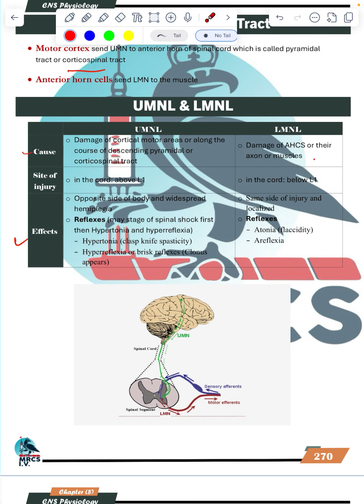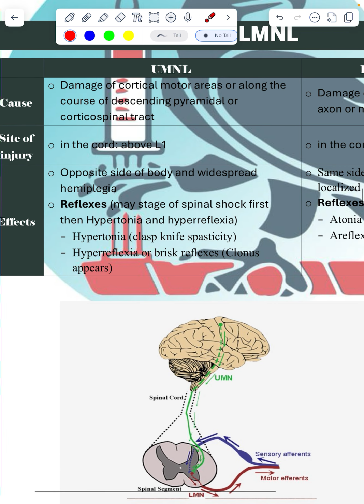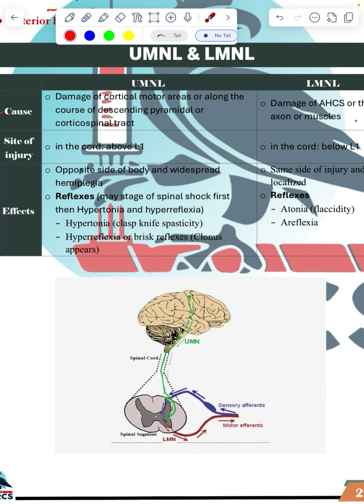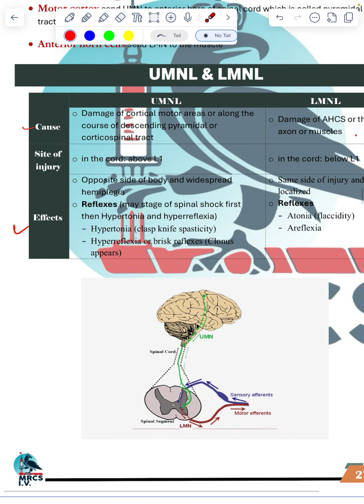This is called a spinal reflex, sensation carried from the posterior horn. So what happens in motor? Damage to the cortical motor neuron along the course of the descending pyramidal tract: the site of injury has to be above the L1 level. The effect is on the opposite side of the body and widespread, hemiplegia, because the upper motor neurons decussate at the level of the medulla.